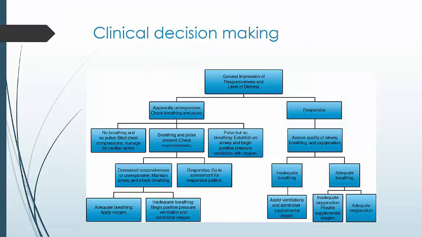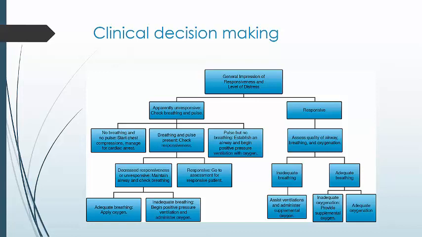So a good little model here for clinical decision making: general impression, level of responsiveness, and level of distress. If they're responsive, assess the quality of the airway, the breathing, and the oxygenation. If they have inadequate breathing, assist those ventilations and then give them supplemental oxygen. If they have adequate breathing and adequate oxygenation, leave them alone. If they have adequate breathing but inadequate oxygenation, give them supplemental oxygen.